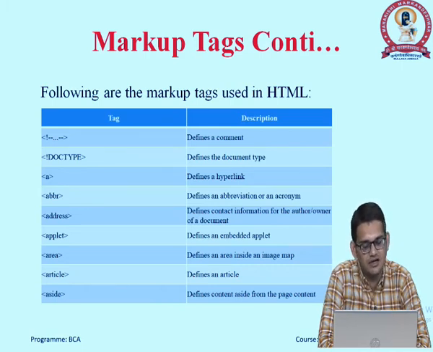Next one is the area tag. The area tag can include an image map, which means that an image map of any area can be added by using the area tag. Next one is the article tag. It defines an article within an HTML page. Next one is the aside tag. It defines content aside from the page content. Suppose there is some content we are not including in our page, and for that purpose we can use the aside tag.